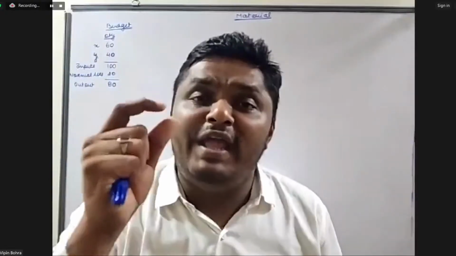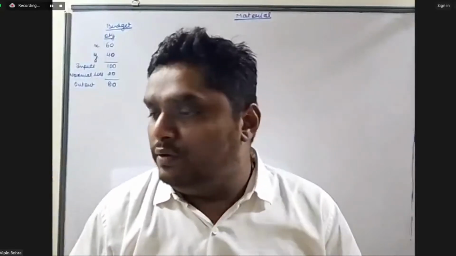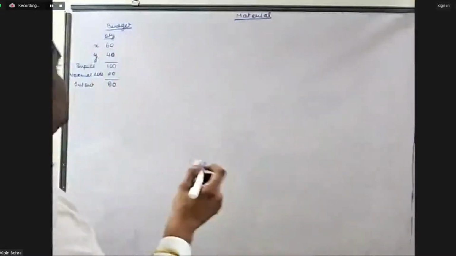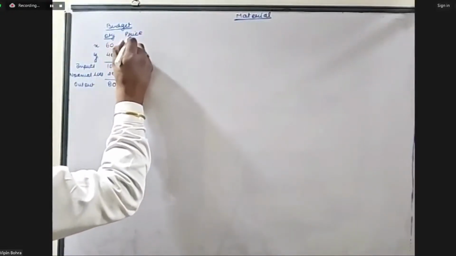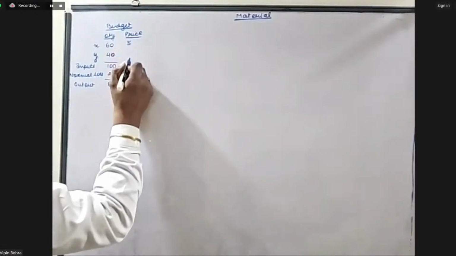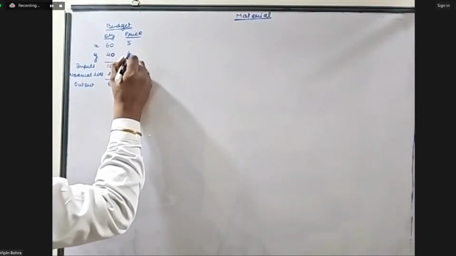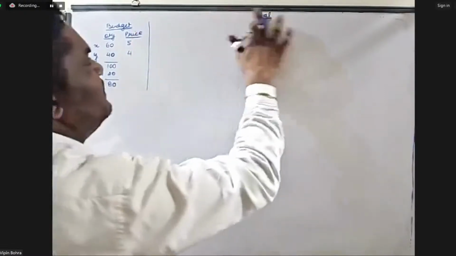For every 80 units of output, this should be the data: 60 should be the input of X, 40 should be the input of Y, total input should be 100, 20 will be the normal loss, and 80 will be my output. Further, the company has given the price also, the suggested price: X should be purchased at the rate of 5, Y should be purchased at the rate of 4. So this is the budgeted data that is given by the company.